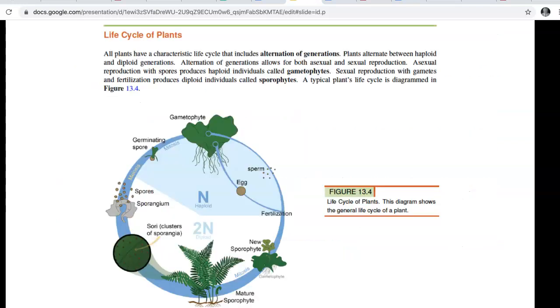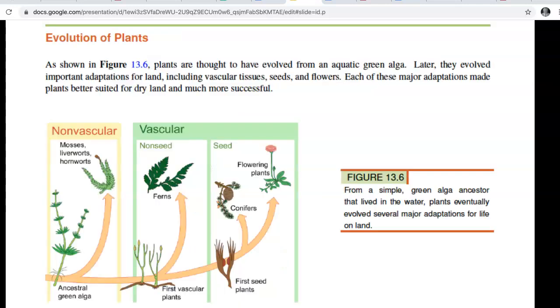One thing a lot of people may not know is that all plants have a characteristic life cycle that includes alternation of generations. Now, this might be a little confusing, but basically what it means is that in one generation, many plants will clone themselves to reproduce. And in the following generation, they will combine their sex cells with another plant so that they breed both sexually and asexually in alternate generations. So make sure you read that part carefully.